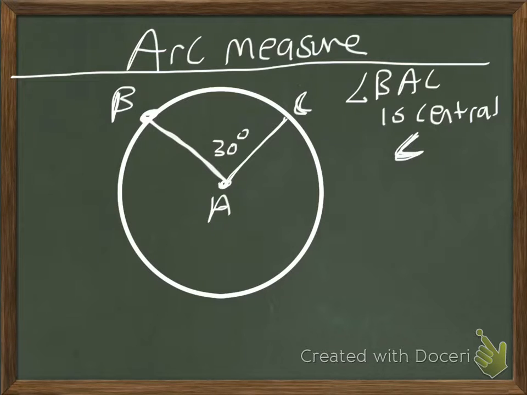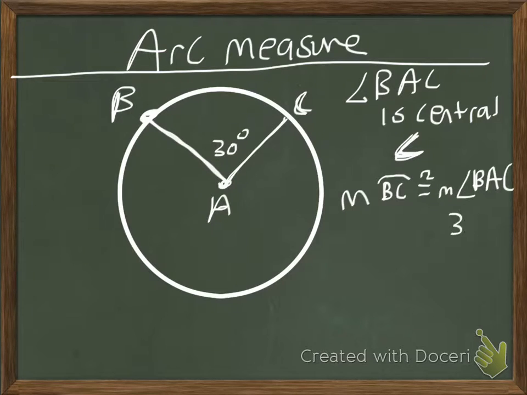What you should memorize is that the measure of the arc is always congruent, is equal to the measure of its central angle. So the measure of arc BC is congruent to the measure of angle BAC.